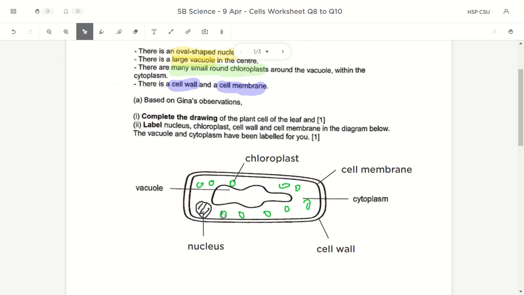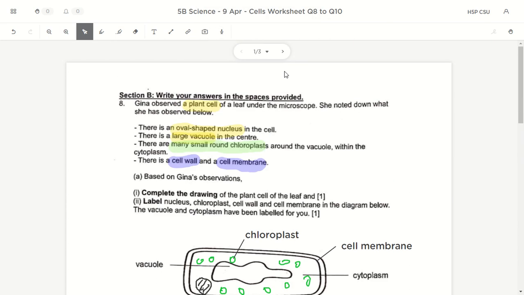So this is quite simple. As long as you pay attention in class, you went through all the lessons, you should know the different parts of a plant cell as well as an animal cell. So this is quite straightforward. Now we go on to question 9.